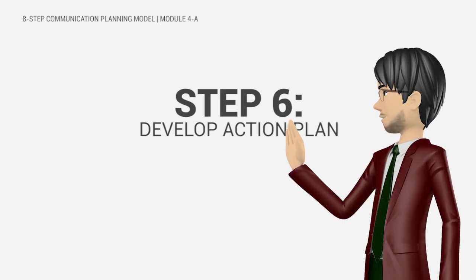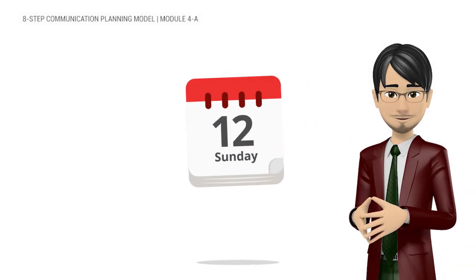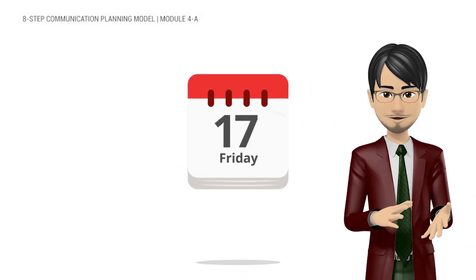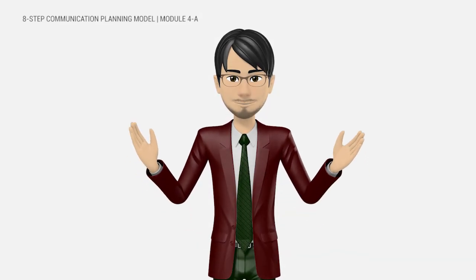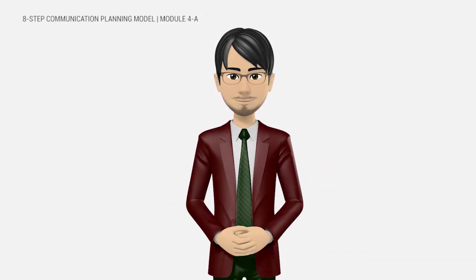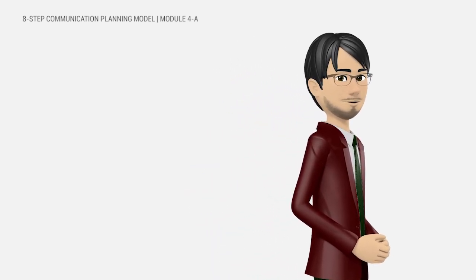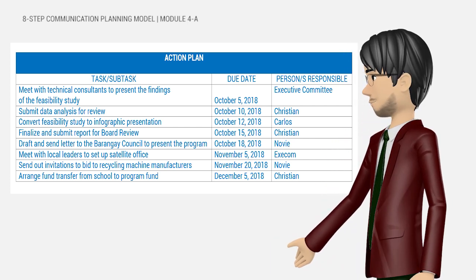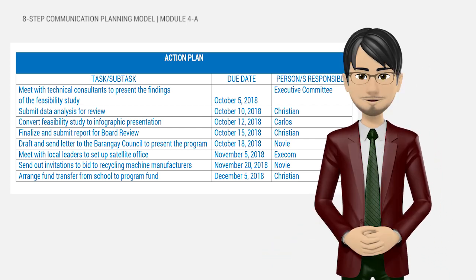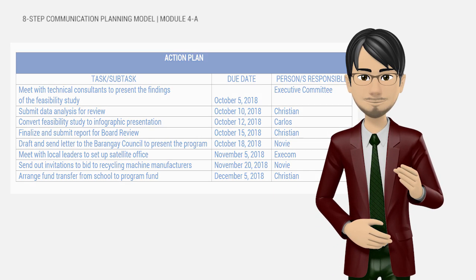Step 6 is to develop an action plan to determine where, when, and how each task will be done to successfully implement our communication plan. Without this, our communication plan won't see the light of day. Action plans, whether complex or simple, should have the following essential information: major activities and tasks, intended date of completion, and person responsible for ensuring that the task is done.